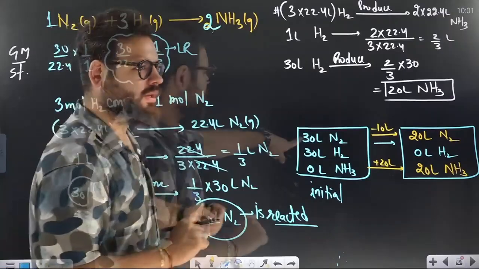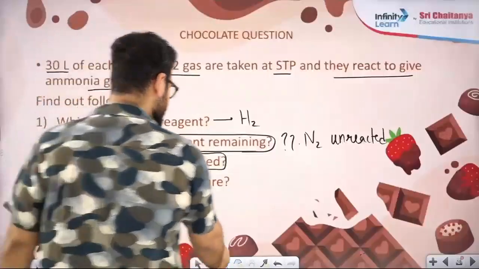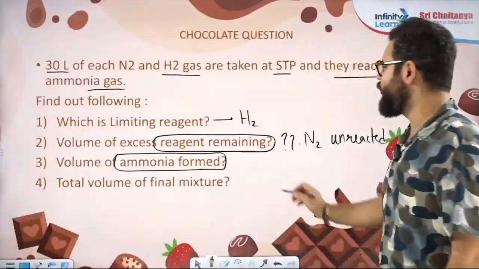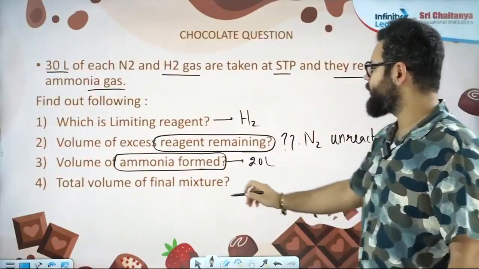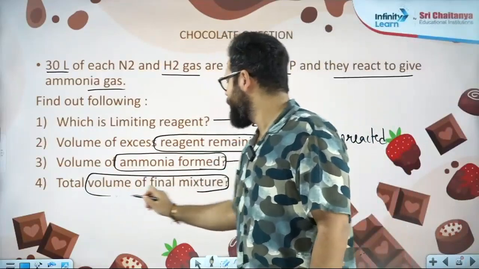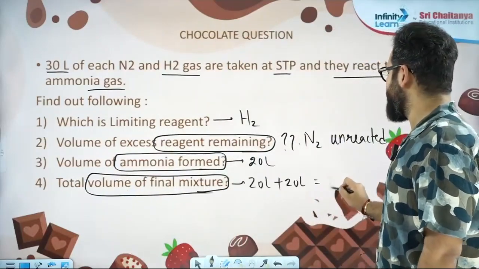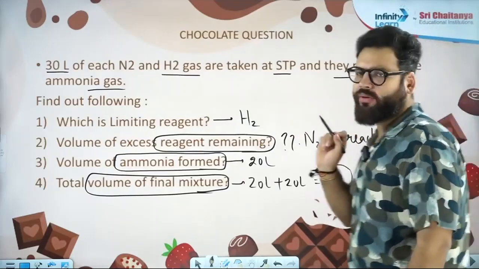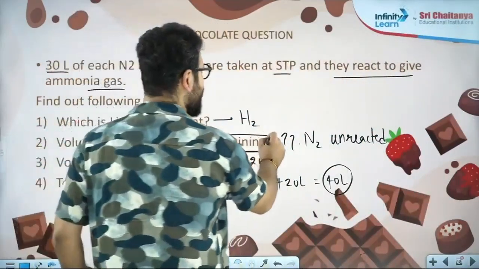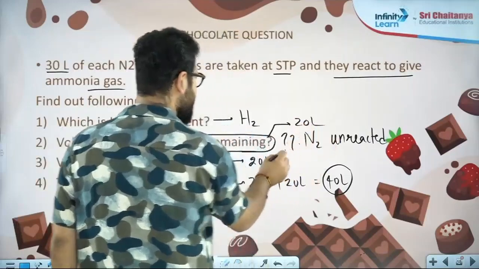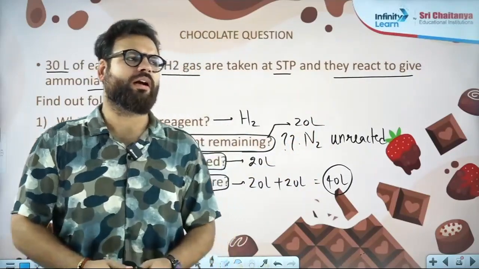Okay? So, yes. So, the final volume is 20 plus 20, 40 liter. The question was, how much ammonia is formed? The answer is 20 liter ammonia formed. And what is the total volume of the final mixture, which is 20 liter plus 20 liter? 40 liter. Because it's a chocolate question, it's a little long question. I hope everybody is clear with it. I hope all of you have solved it. How many of you got all the answers correct? 20, 20, 40. How many of you got the correct answer?